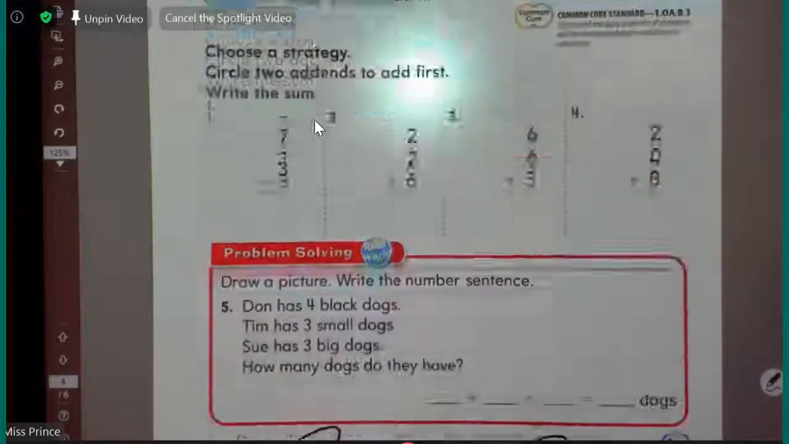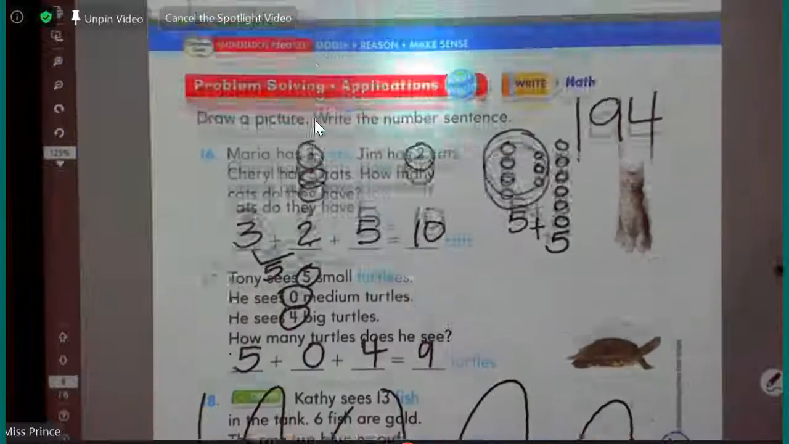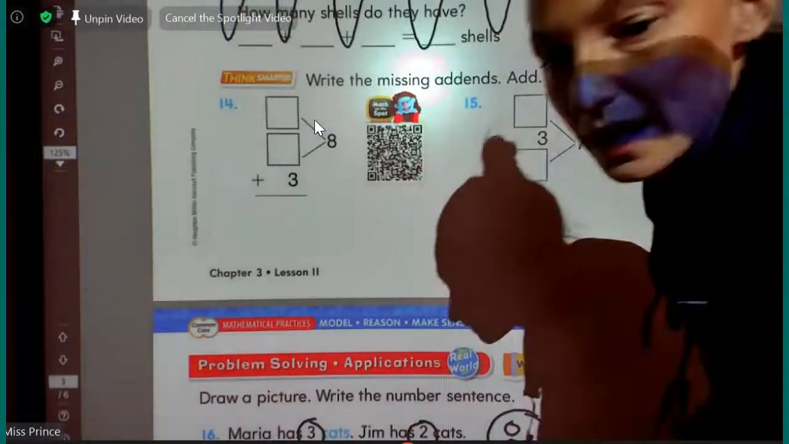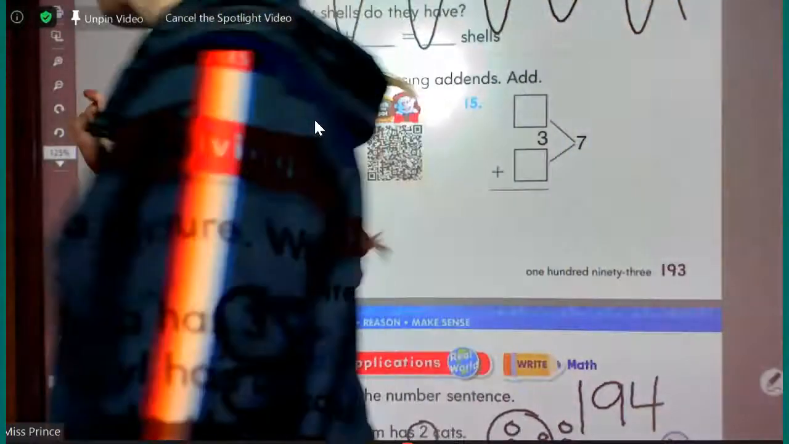Okay. We are going to listen to the math on the spot. And if we have time, we'll do one of these problems, okay? So we're just going to hear the math on the spot.